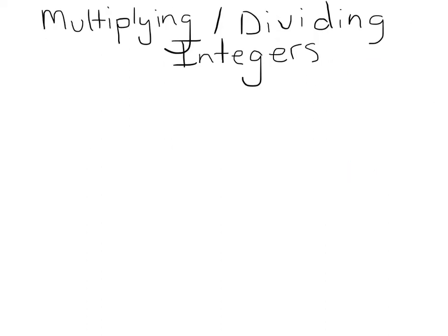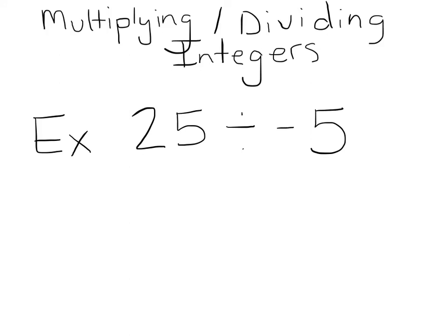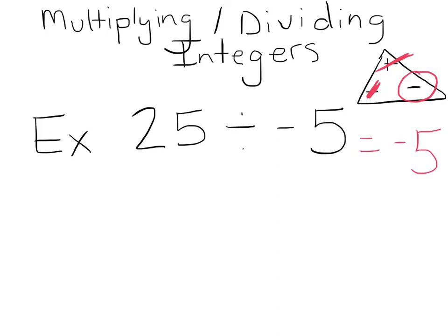So let's do an example with division. Let's say I have a +25 divided by a -5. I'm going to draw my triangle once again just so I can remember. I see here that I have a +25, so I've used my positive. And then I also see that I have a -5. That means I've used my negative. 25 divided by 5 is going to be 5. And the only sign that I'm left with is a negative.